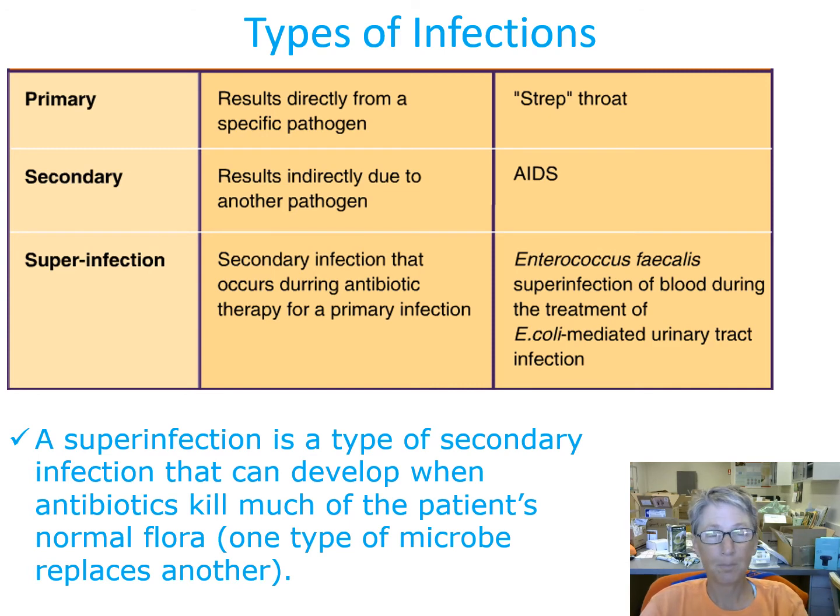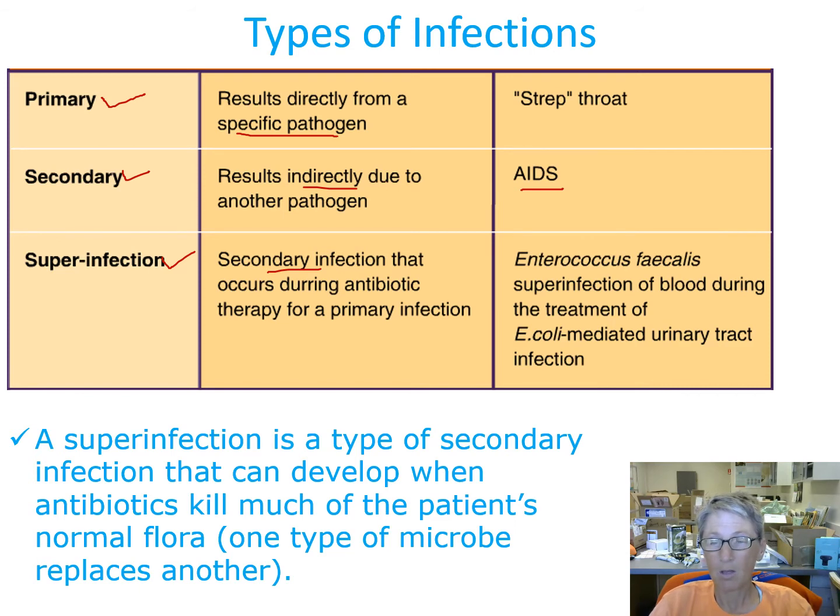Types of infections. There are a lot of different ways to categorize infections. This is just one way. You could have a primary, secondary, or a superinfection. Primary infection, you get directly from a specific pathogen, for example, strep throat. Secondary infection results indirectly due to another pathogen, which down the line will cause, for example, AIDS. And then a superinfection is when you have a secondary infection that occurs during antibiotic therapy for the primary infection.